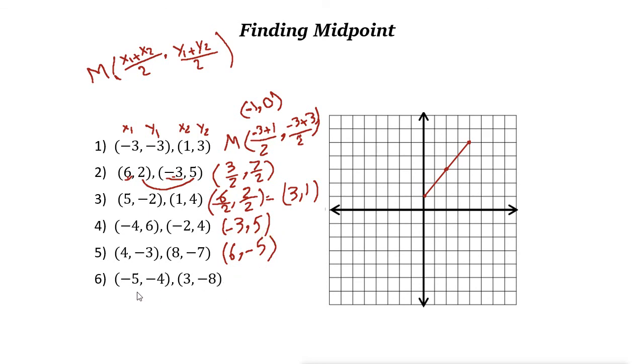Last one here. Negative 5 plus 3 is negative 2, divided by 2 is negative 1. Negative 4 plus negative 8 is negative 12, divided by 2 is negative 6.